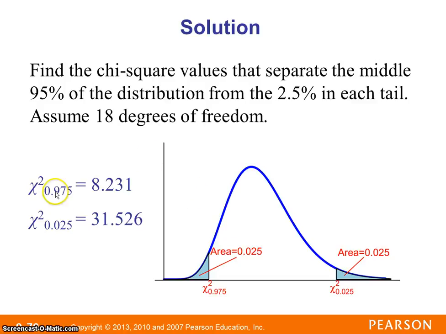But 0.975 should give you, so remember this is the area, so that means that the distance here from the mean or the distance here from the mean will be 8.231 standard deviations, and the distance here will be 31.526 standard deviations, right? So again, you can see it's not symmetric. In the t distribution, if you went, say, 8.23 standard deviations, the area here would be the same as if you went 8.23 standard deviations to the right, but you can see that that's not the same in this case. Same for the z distribution.